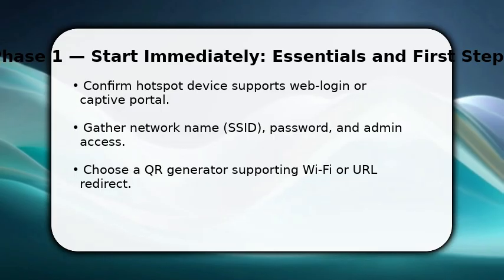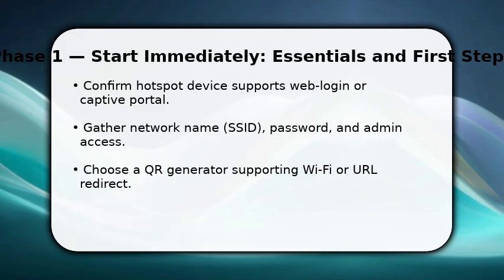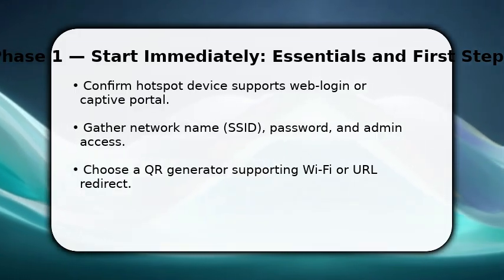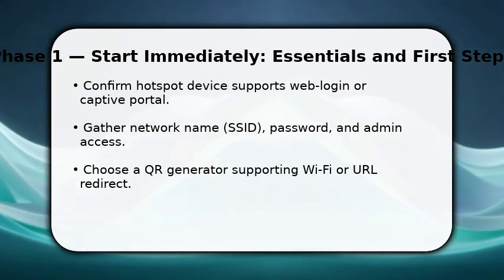Meanwhile, pick a QR generator that can encode Wi-Fi or a short URL. This matters because some scanners auto-join networks while others open a page. Make sure to test basic connectivity before proceeding to configuration.